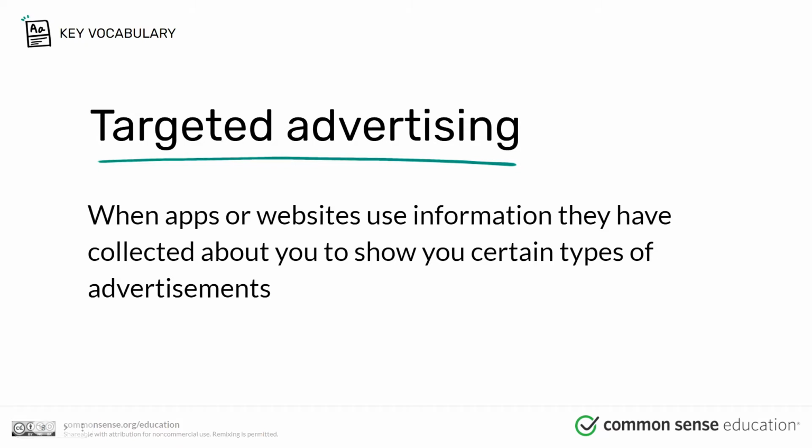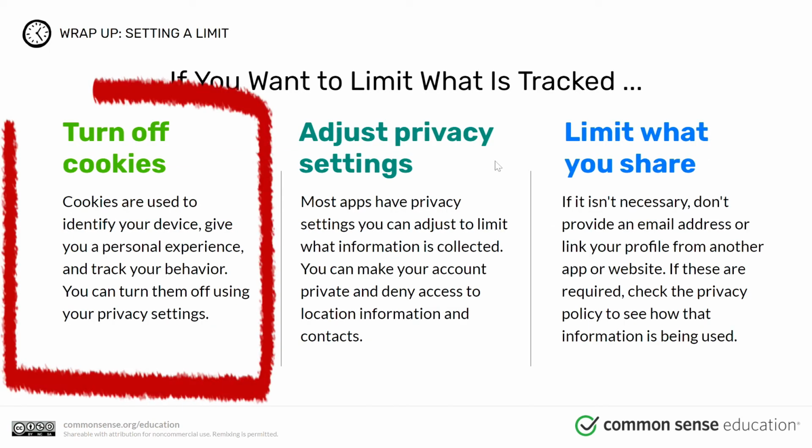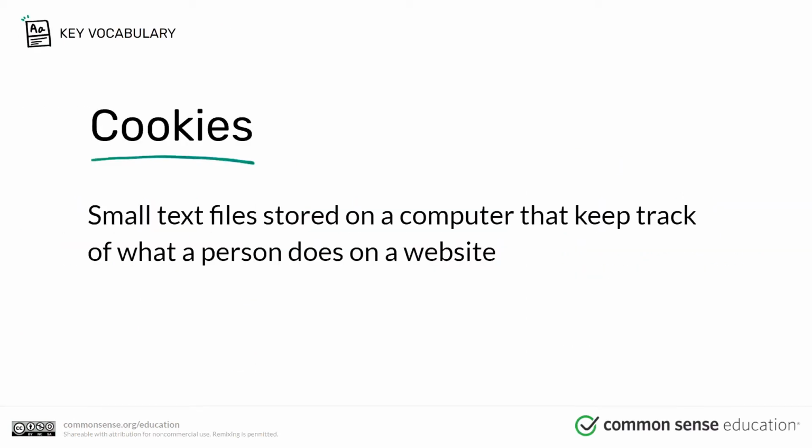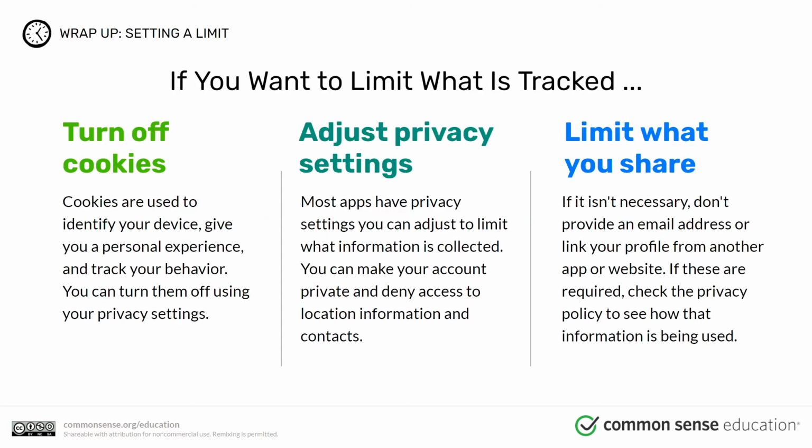Now, targeted advertising. When apps or websites use information they have collected about you to show you certain types of advertisements. Cookies. So a lot of times if you want to limit what is tracked by you, you need to turn off your cookies. And cookies are small text files that are used to identify you and your device and what you do on a person's website. The business's website you visit puts those cookies on your machine, and they start to track you that way. So you need to turn off your cookies.